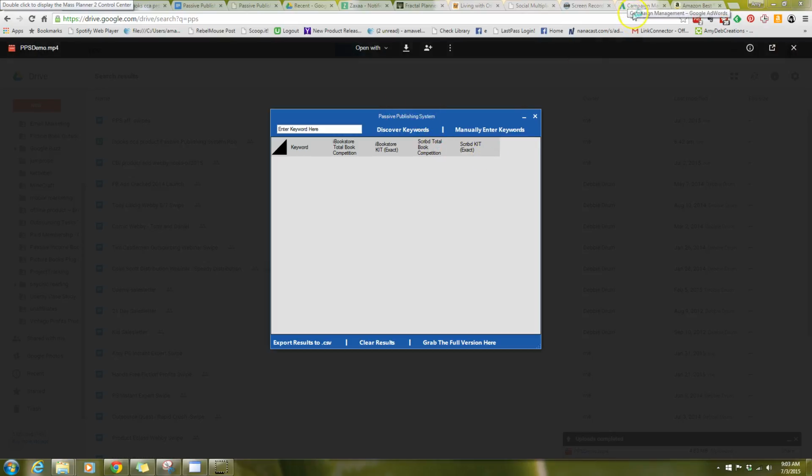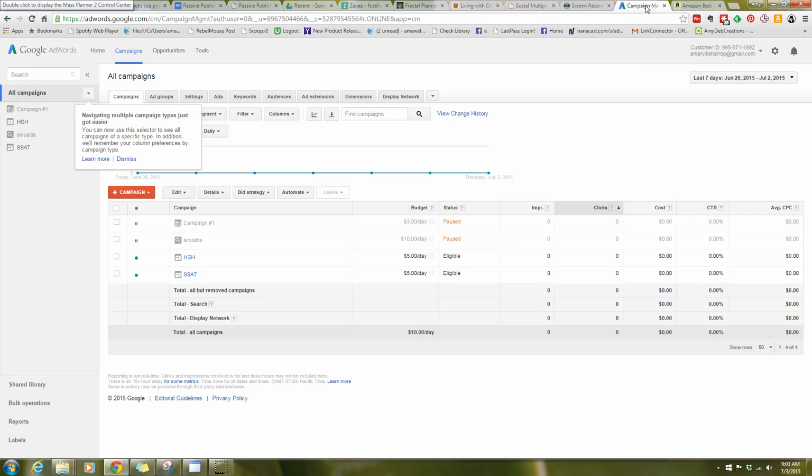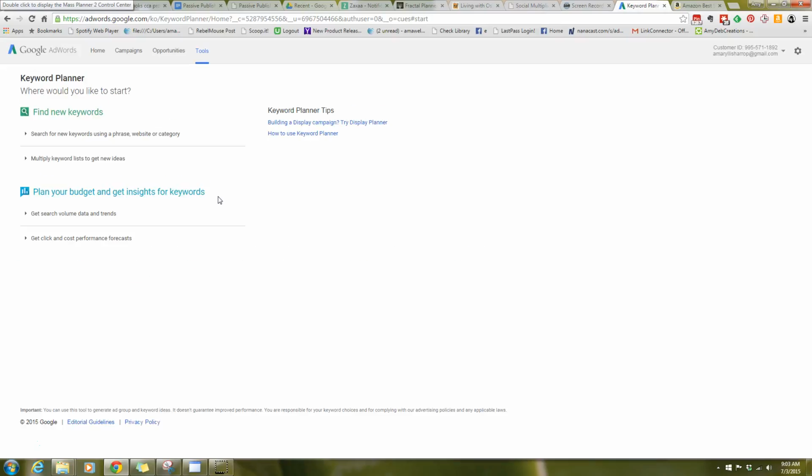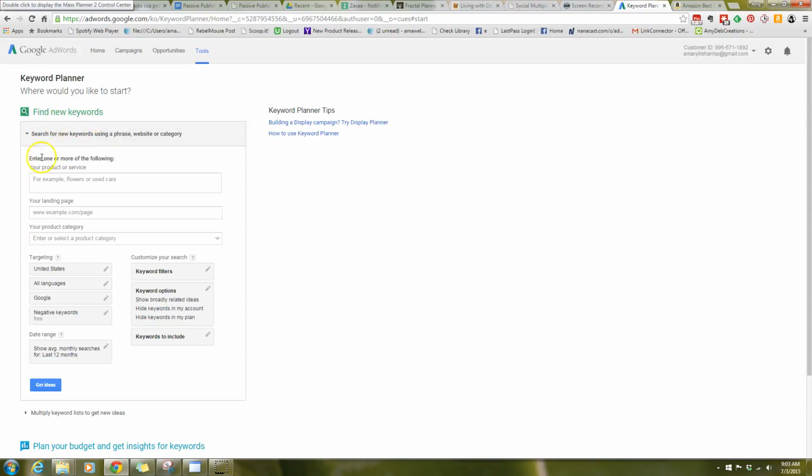So to make this work, what you need to do is you need to have a Google AdWords account. It's free. You go to adwords.google.com. And then you just go up here to Tools and you go to Keyword Planner. And then what you're going to be doing is you're going to be entering in, basically, use this Find New Keywords. You're going to be entering in your niche or your topic. So let's say, for example, your topic is dog training. So you might put in dog training.